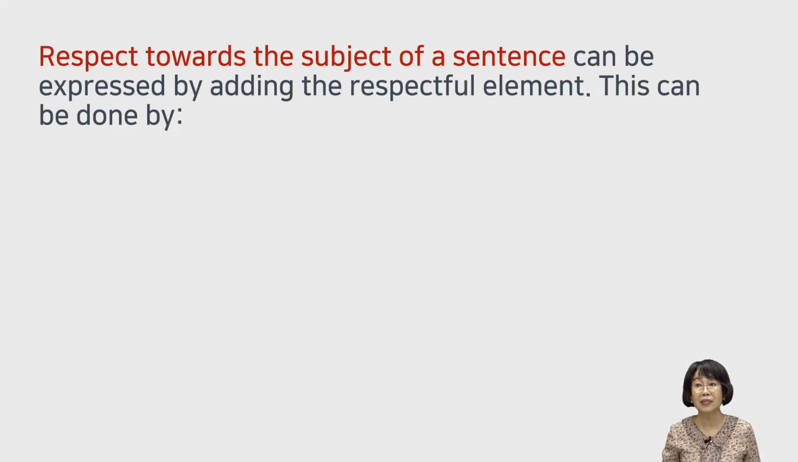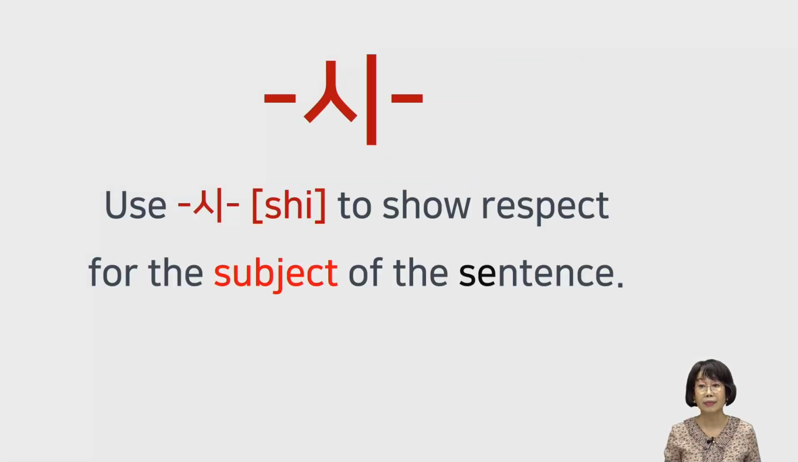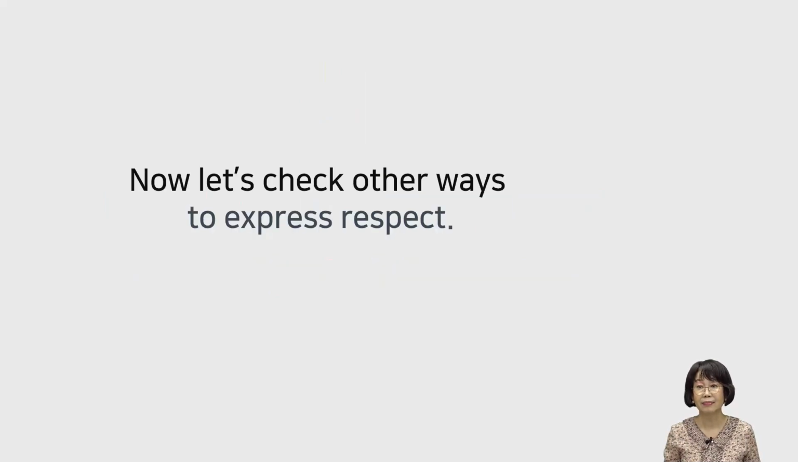Respect toward the subject of the sentence can be expressed by adding the respectful element. This can be done by adding the pre-final 시 between the verb stem and the verb ending. Use 시 to show respect for the subject of the sentence. Now, let's check other ways to express respect.